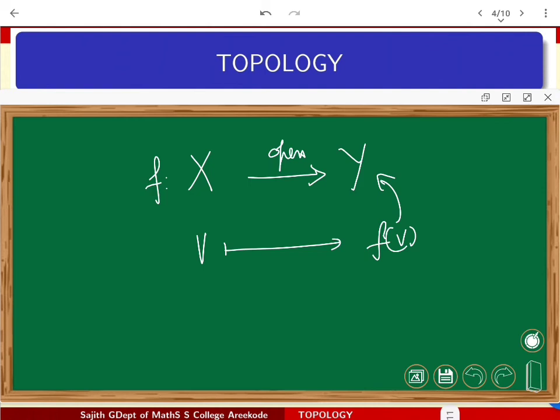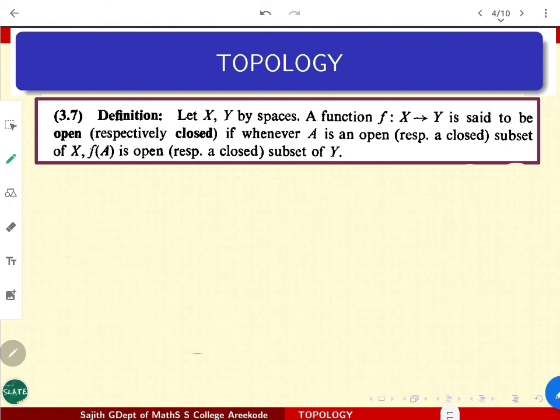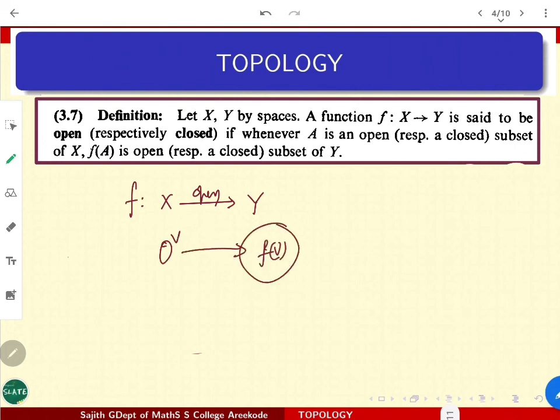Let us quickly look at the facts, and how the differences arise from the continuity notion. First there are some similarities, but obviously the differences we will discuss first. First of all, look at the definition. f is a function from a topological space X to Y. It is said to be an open function provided for every open set V in X, f of V is again open in Y. That is how an open function is defined.